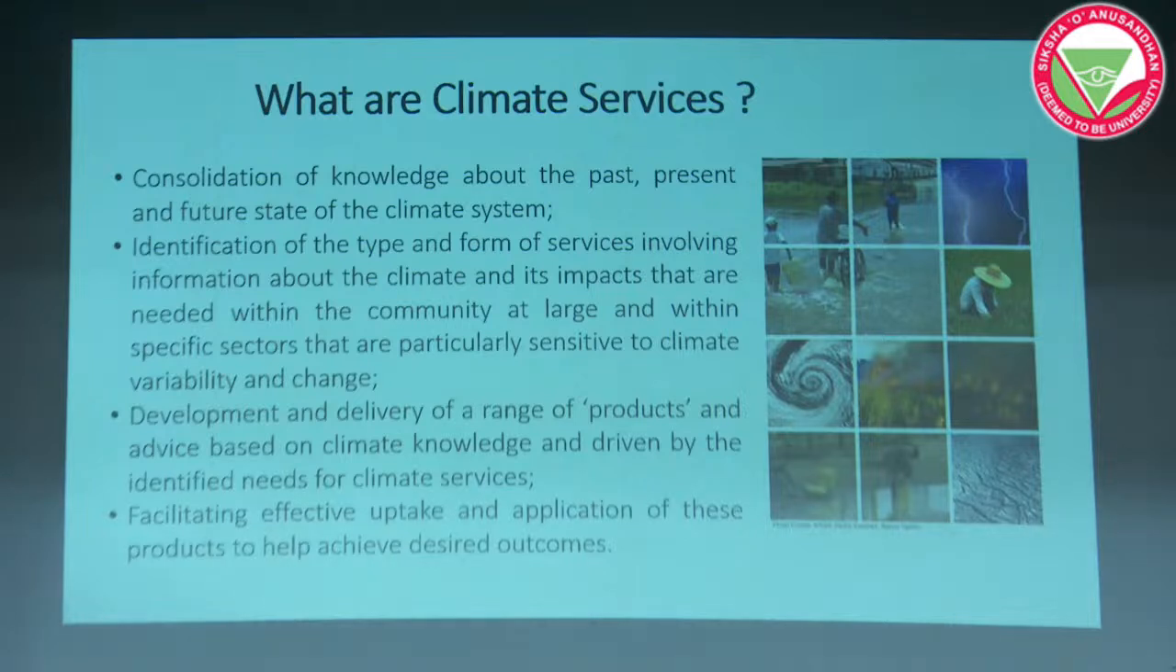First one is the consolidation of the knowledge, present, past, and the future, and then the identification of the type and form of services, the information and the climatic impacts, and also the sector-wise sensitive sectors, and then development of the products and services. And lastly, facilitating the effective uptake and application of this product to help achieve the desired outcome. That is very, very important. Whatever climate service, the last statement is very, very important for the user community.